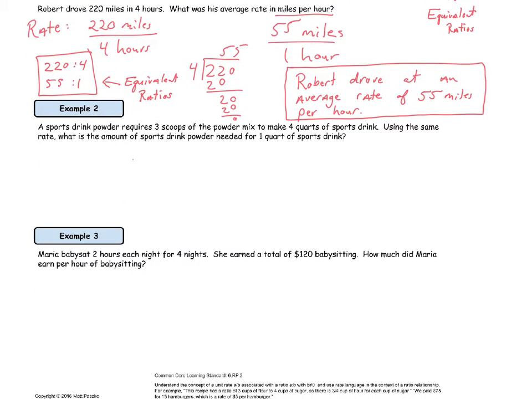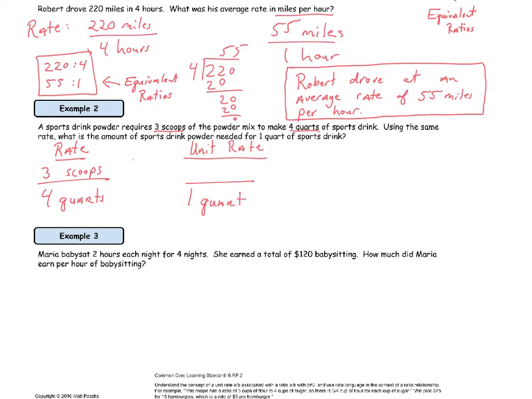Example number 2, a sports drink powder requires 3 scoops of powder mix to make 4 quarts of sports drink. Using the same rate, what is the amount of sports drink powder needed for 1 quart of sports drink? We were given a rate here, 3 scoops of powder mix to make 4 quarts of sports drink. So I can write our rate as 3 scoops for every 4 quarts. The question wants us to find how much sports drink powder we need for 1 quart.